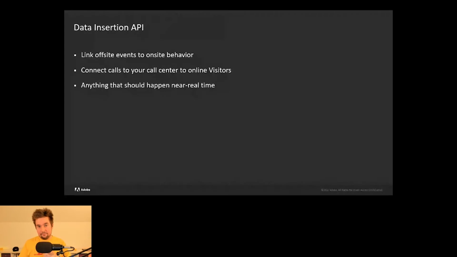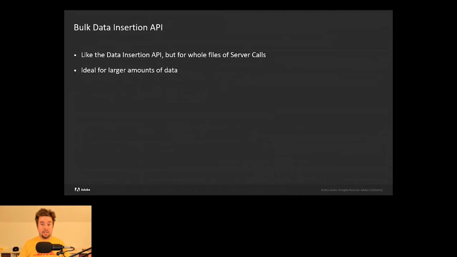But if we want to connect more than one event, or more than one call at the same time, we are better off using the bulk data insertion API. That is basically the same thing, but for whole files of server calls. In this one you have a lot more options in terms of the amount of data you can get in there, so it's ideal if you want to input larger amounts of data.